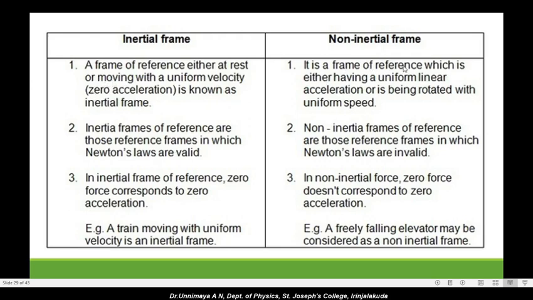While a frame of reference which is either having a uniform linear acceleration or being rotated with uniform speed corresponds to non-inertial frames, which means that an inertial frame means a frame of reference which is at rest or moving with uniform velocity, that is, its acceleration is equal to 0. While a non-inertial frame means a frame of reference which is having uniform linear acceleration, or a rotating frame. These are examples of non-inertial frames. So in an inertial frame, the Newton's laws are valid, while in non-inertial frames the Newton's laws are not valid.